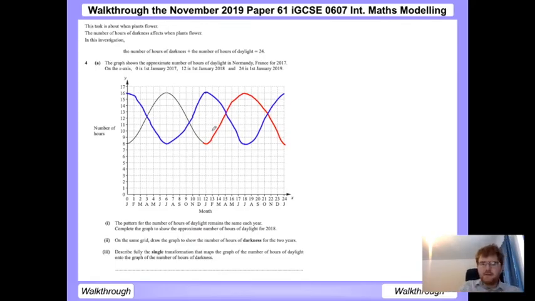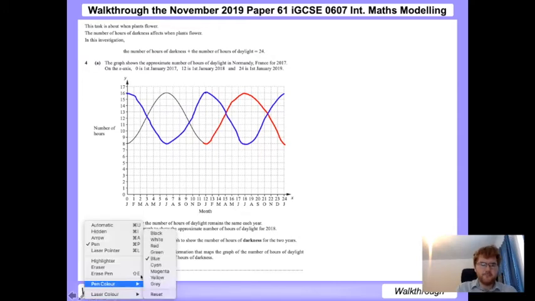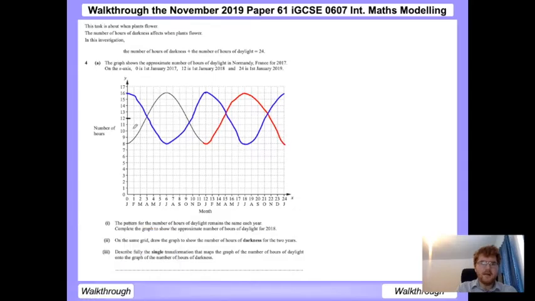And we want to describe fully the single transformation that maps the graph of the number of hours of daylight onto the graph of the number of hours of darkness. So what the question's asking, how do I go from the red graph to the blue graph? Well, we can see there's a reflection going on here, and the reflection is occurring at the middle point, so to speak, between our two graphs. That is when the number of hours of light and dark are the same. So we have an effect of reflection.